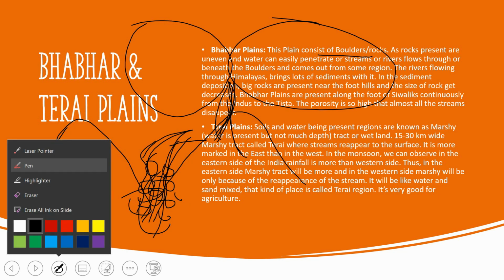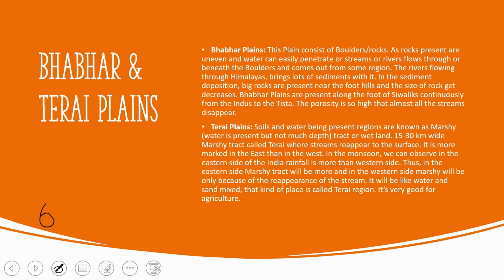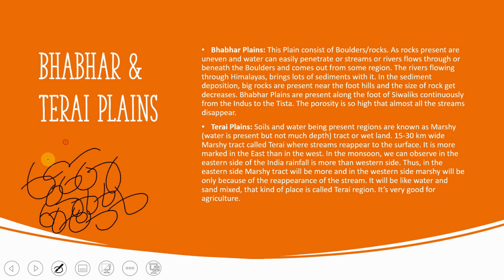In that plain area where lots of boulders and rocks are present, rivers flow below, and you can even walk on the rocks while the river flows beneath them. That is known as Bhabhar plains. These plains consist of boulders, and as the rocks are uneven, water can easily penetrate, and streams or rivers flow through or beneath the boulders and come out in some regions.